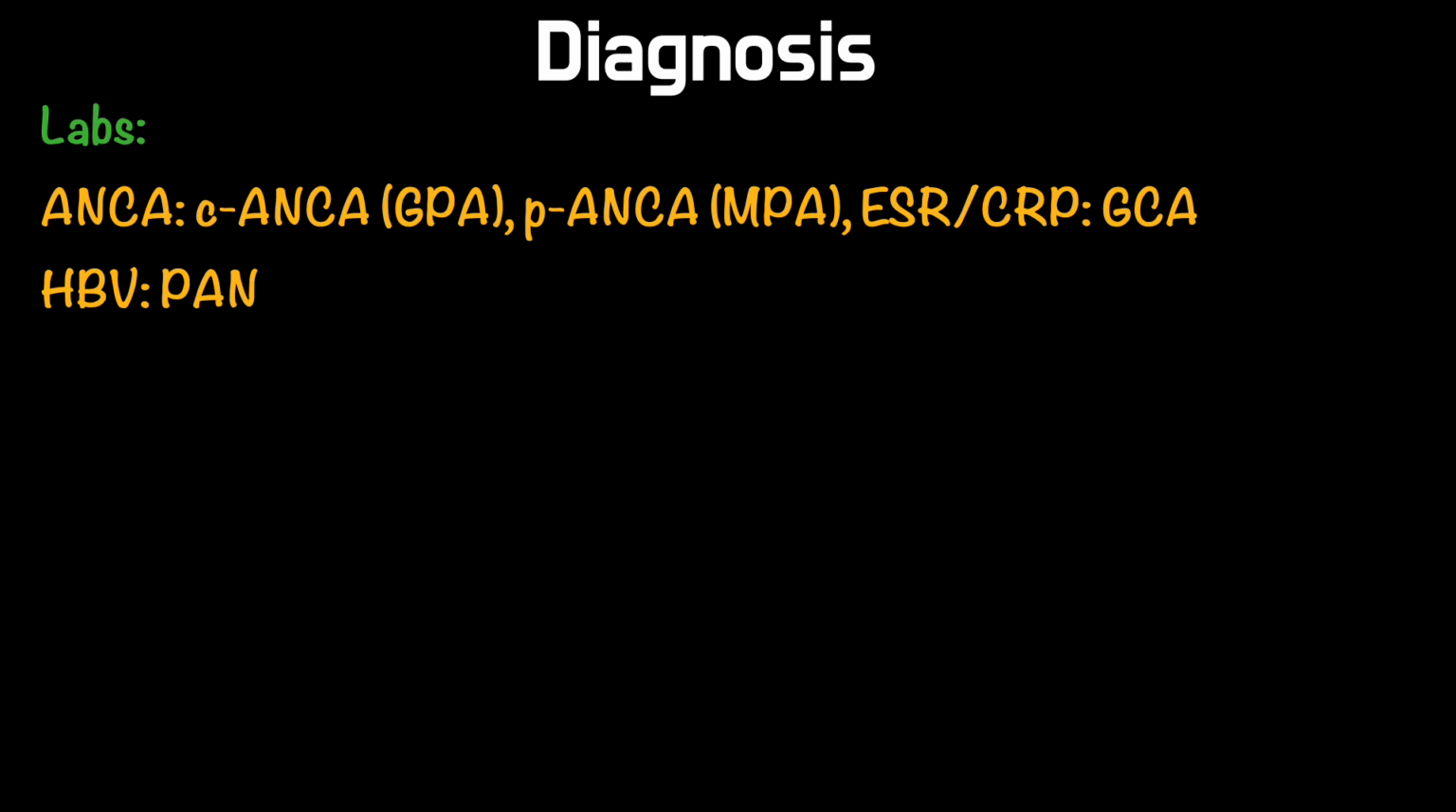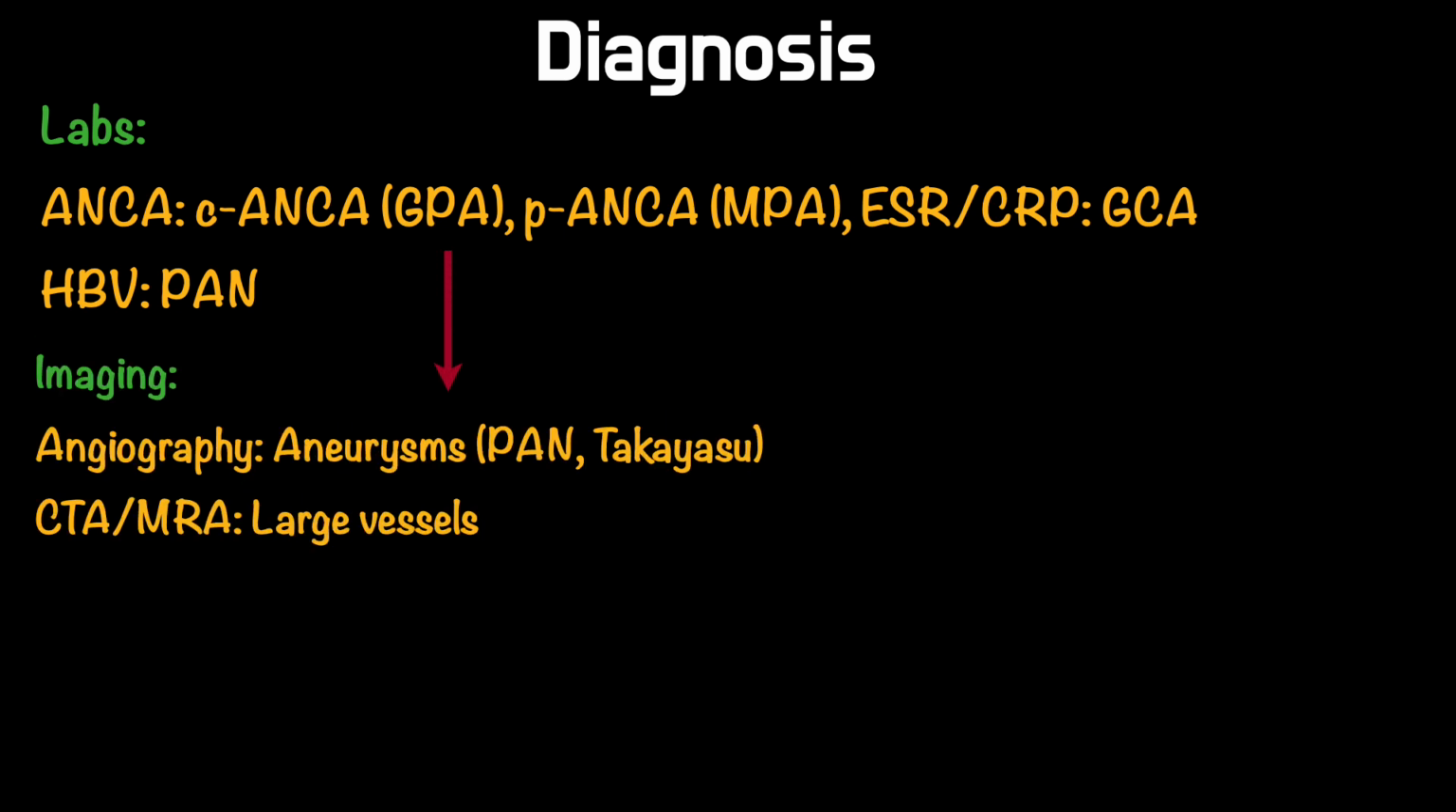ESR is erythrocyte sedimentation rate, and CRP is C-reactive protein. These are acute phase reactants, right? So they are increased in GCA, that is giant cell arteritis again, and HBV, that is hepatitis B virus, is seen typically in PAN. PAN is polyarteritis nodosa. I have talked about it earlier too. So in imaging, we can do angiography to look for aneurysms. Aneurysms are a typical feature of PAN. We have talked about it.